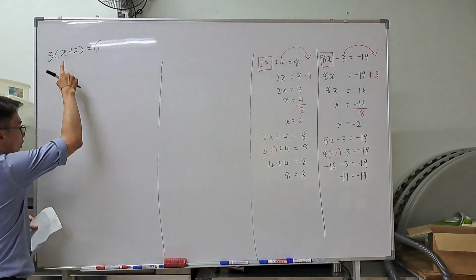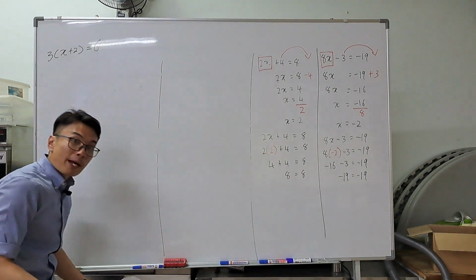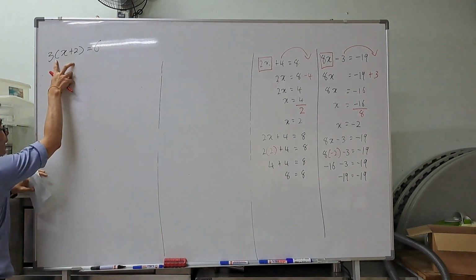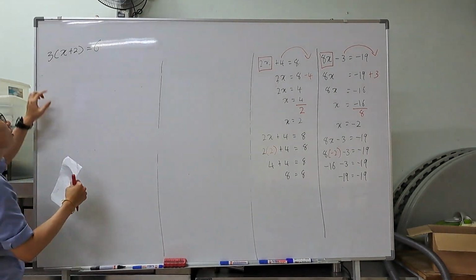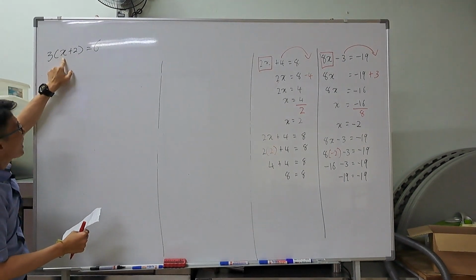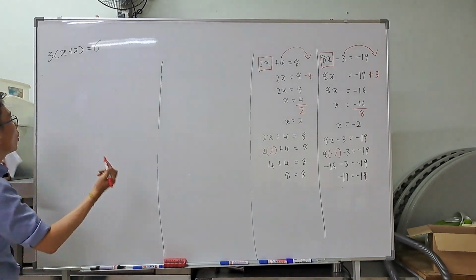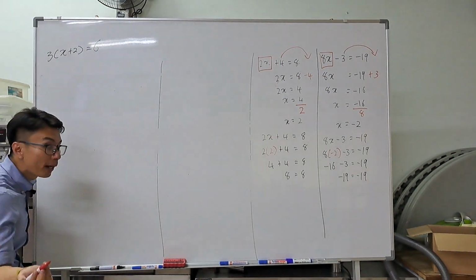So this operation here has a special name. We call it expansion, all right? We have to expand this. So we need to distribute this number 3 to this x and this 2. So how do we do that? Very simple. All you need to do is to multiply one by one.